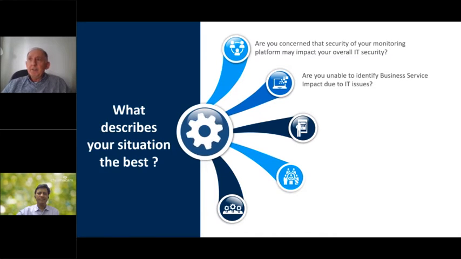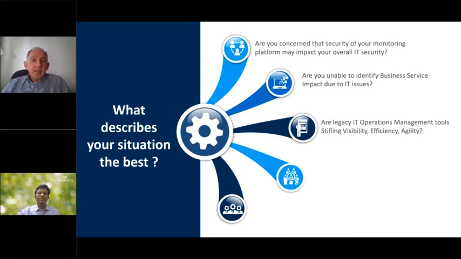Are you unable to identify business service impacts that happen due to IT issues? Certainly, when faults happen in an IT environment, it's sometimes difficult to prioritize which faults to work on first, according to the impact they might have on the business. That's an interesting and increasingly difficult area for IT teams to isolate.